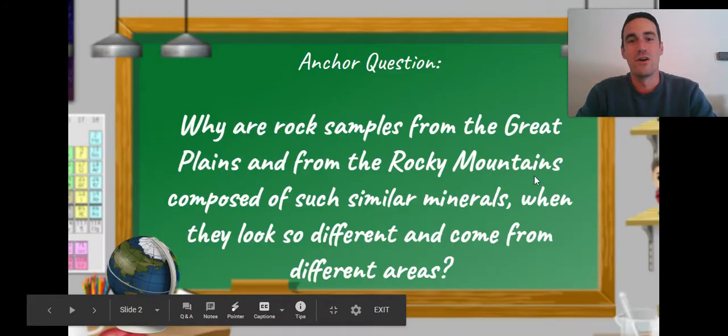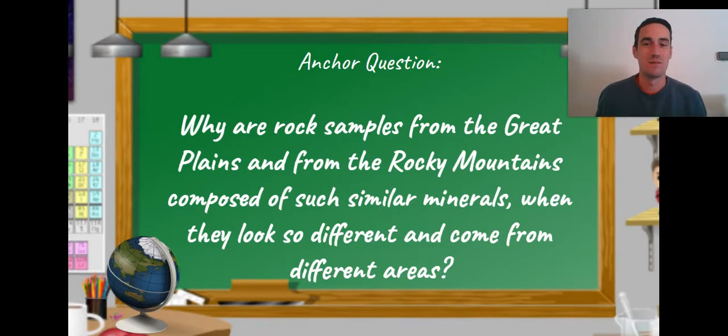All right. Our anchor question for this entire unit, when you are done cringing from all of my rock puns, you can read along with me, is why are rock samples from the Great Plains and from the Rocky Mountains composed of such similar minerals when they look so different and come from different areas? So we're going to take a look at two different regions, both in the United States, that are very far apart and look very, very different, yet their rocks are made of a lot of the same things, which we call minerals. So why is this? How is it possible that they look different, they're from different areas, yet they are made of the same exact minerals? That's what we're going to be exploring today.